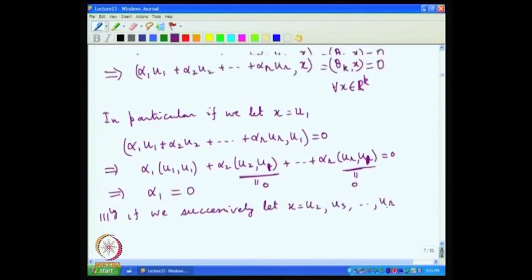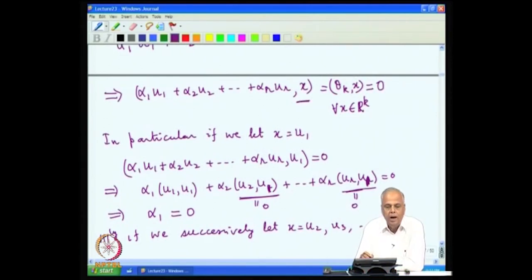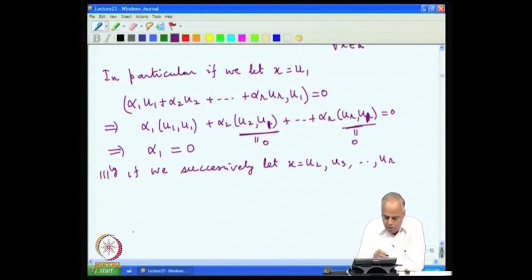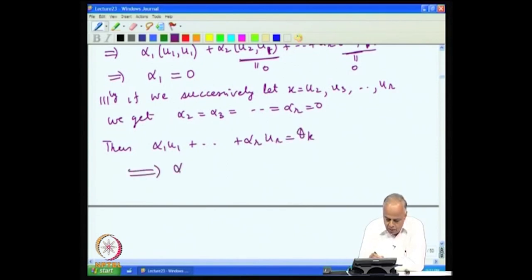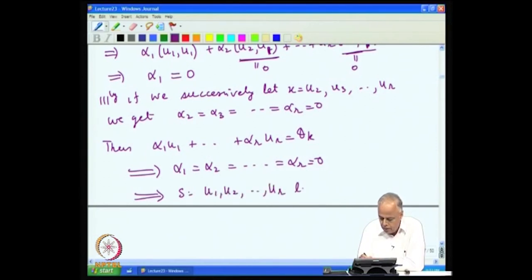If I let x equal u2 in this place and take this, I get alpha 2 equal to 0, and so on, we get alpha 2 equal to alpha 3 equal to alpha r equal to 0. Thus what we have is alpha 1 u1 plus ... plus alpha r u r equal to theta k implies alpha 1 equal to alpha 2 equal to ... alpha r equal to 0. This means that the set of vectors u1, u2, ..., ur is linearly independent.